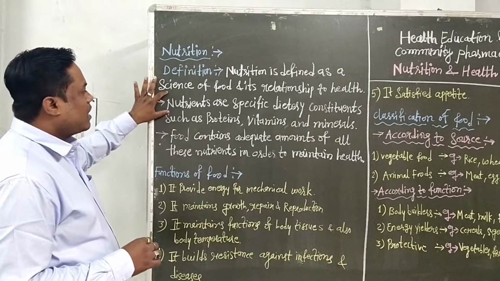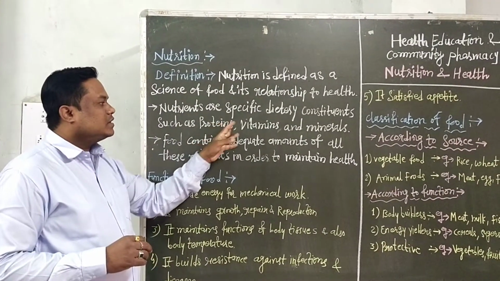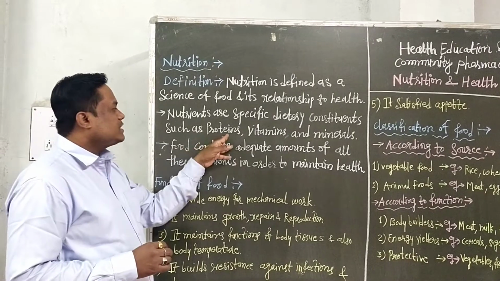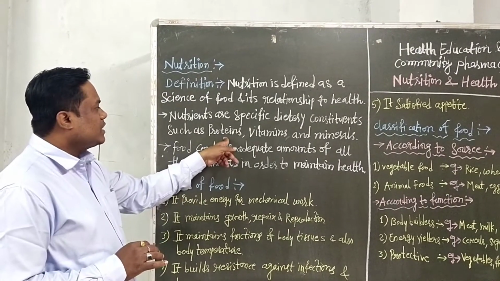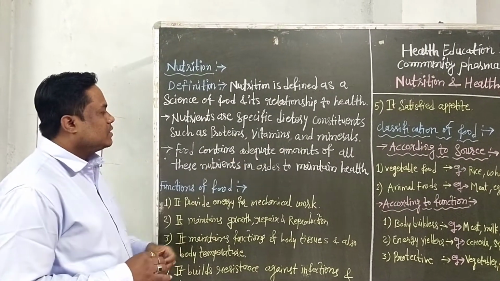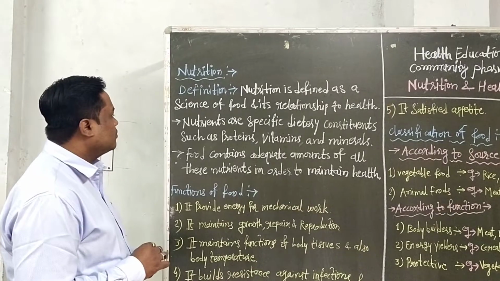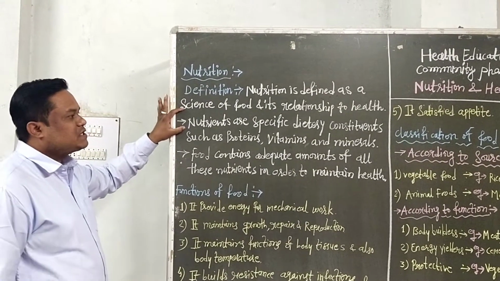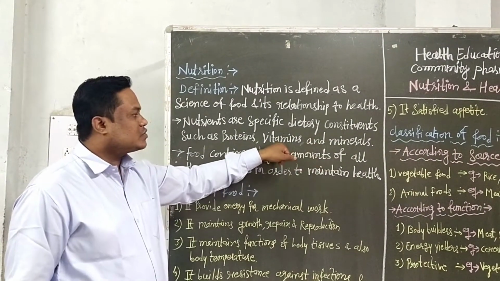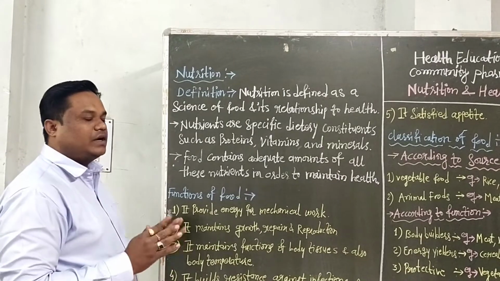Then nutrients are the specific dietary constituents, for example proteins, vitamins, and minerals. These are required for and essential for the body functioning. Protein is one of the sources, then vitamins, for example water soluble vitamins, and minerals, which are required for the functioning of the body. Nutrients fulfill the needs of the anatomy and physiology of the body and are related to health.